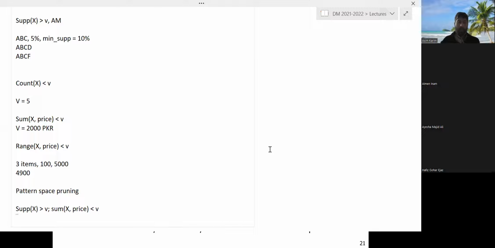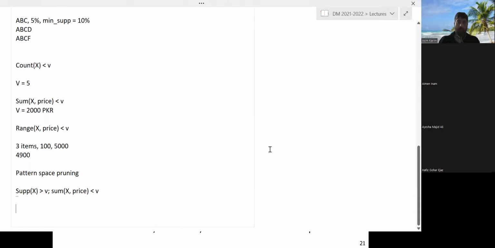So if any pattern at any level of your a priori algorithm violates any of these constraints, obviously its super pattern would also violate. So you don't need to carry that pattern forward, you should prune it. So that's what's meant by pattern space pruning. Okay? So let's say, just to give an example, you have A, B, C.